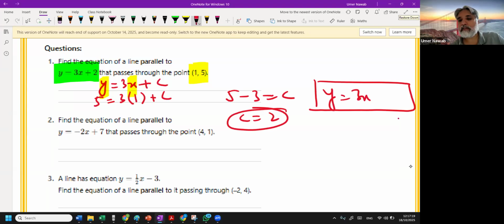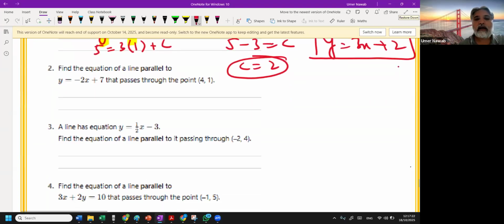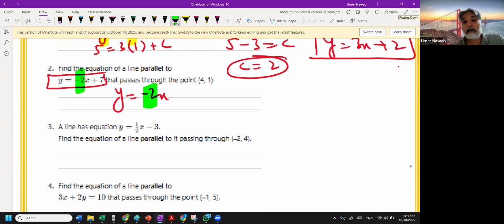The new c you found, that is 2. Now, next question. I want to write another equation of a line. This is the given equation of a line, and I want to write the new equation. Since their gradients are the same, since they are parallel, y is equal to negative 2x. This is the gradient, negative 2. I write the same gradient, but you have to find the value of c.